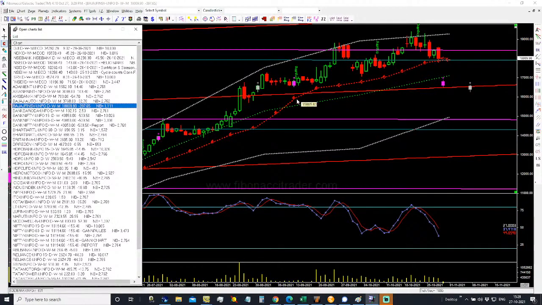Bajaj Finserv, you know my view. Three days back, before the results, I started talking about Bajaj Finance and Bajaj Finserv. I don't like the structure of this stock, and look at these candles. If I average it out and see these candles, that doesn't look good. They are really in trouble right now.